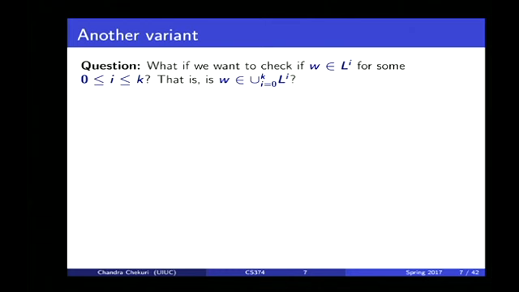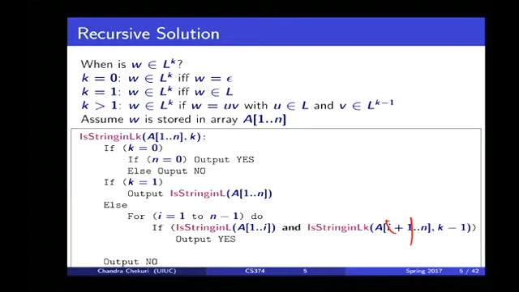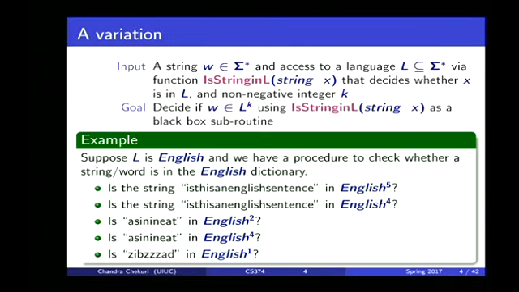So for example, the difference is here it is asking is the string in L to the k. Now I'm saying is it L to the at most k, right? So it can be L to the 0, L to the 1, L squared up to L to the k, right? So for example, this is in English to the 4. If I gave you this sentence, this string, and say, is it in English to the 10? Your answer should be yes, because it's in English to the 5, and 5 is less than 10, right? So now, can you solve that problem?